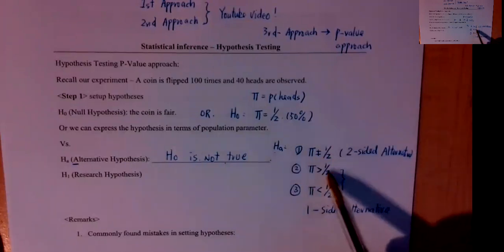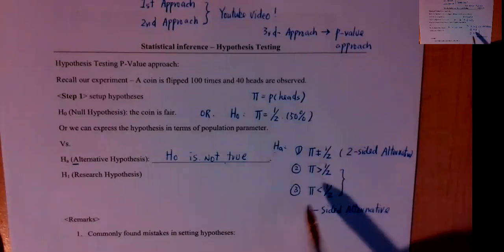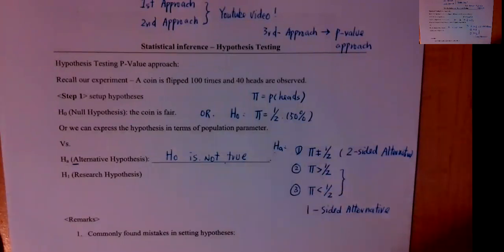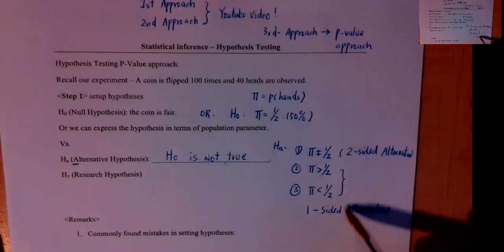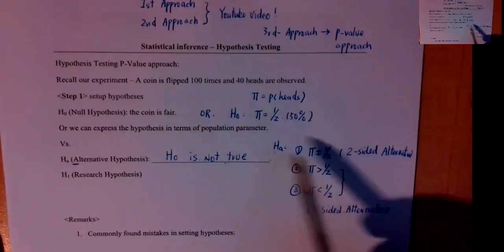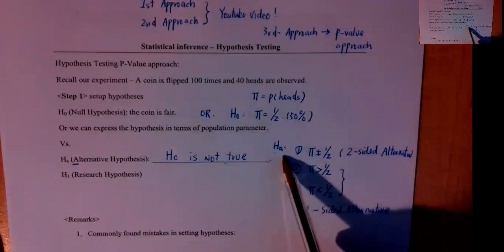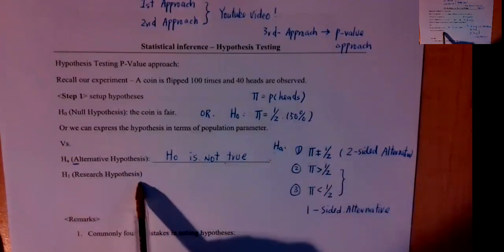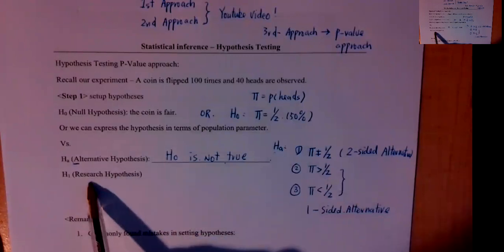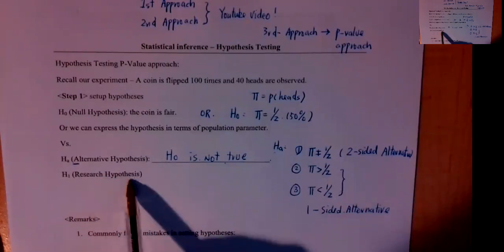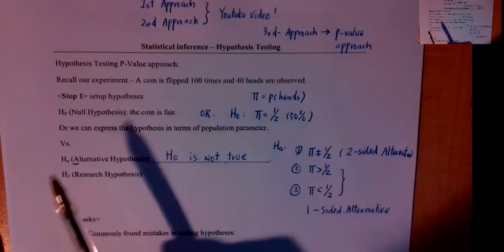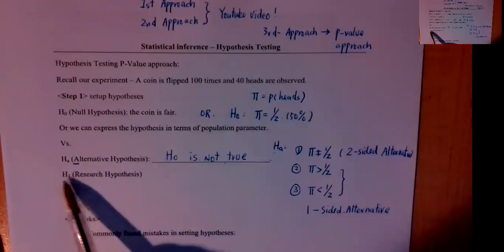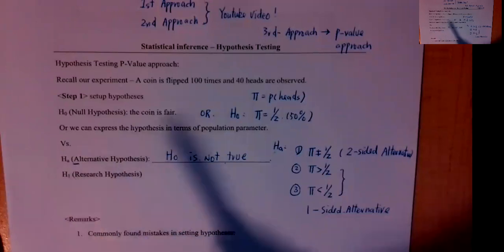Which alternative hypothesis we're going to choose depends on our research interest, okay? So for that reason, HA, the alternative hypothesis, people also call it the research hypothesis, because this is the hypothesis where we place our research interest, okay? And H naught, some people also call this H1, okay, H1.